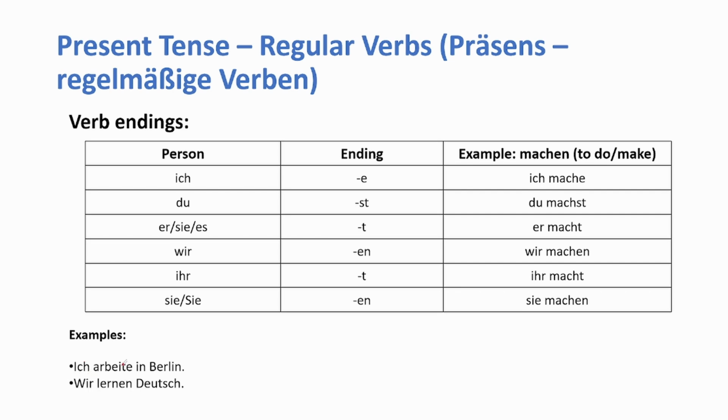First is ich arbeite in Berlin. Because we are using ich with the verb arbeiten, we are using the ending e. Ich arbeite in Berlin means I work in Berlin. Wir lernen Deutsch. With wir we are using the ending en. So wir lernen Deutsch. We are learning German.